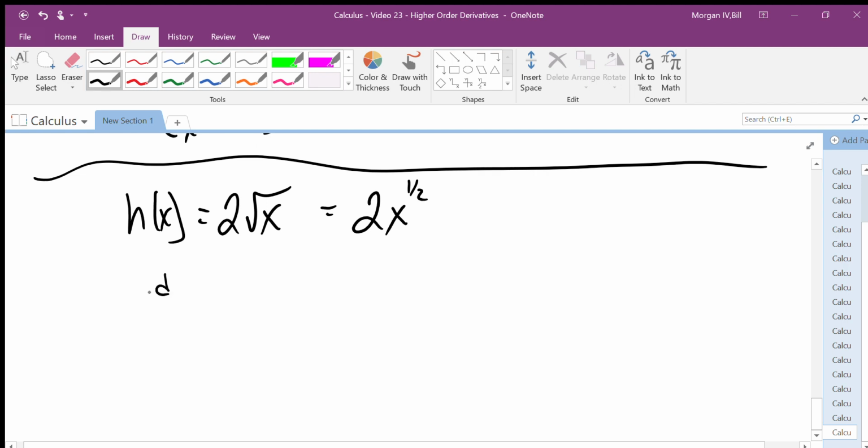Try it out on your own, come back to it. The derivative of 2x to the 1/2. Again, using this other notation just to get us more used to it. We're going to bring the 1/2, this is power rule, bring the 1/2 down, times 2 is 1, so I get x to the negative 1/2.